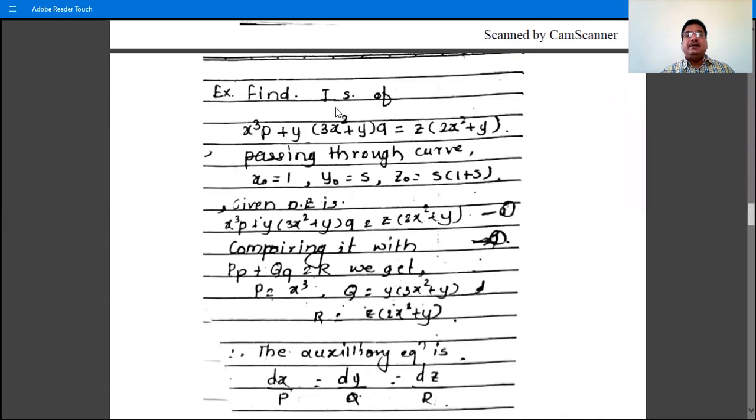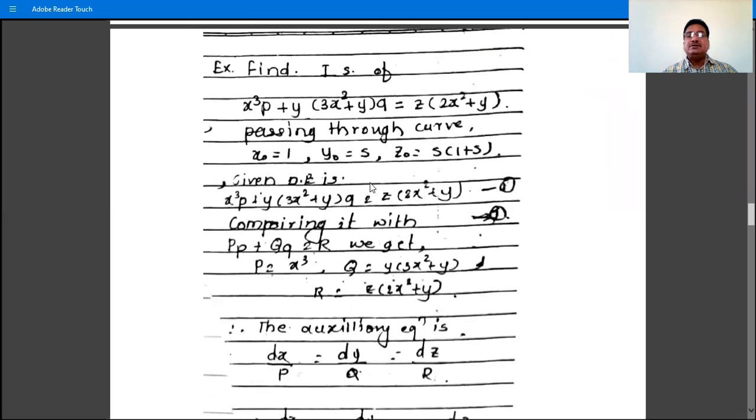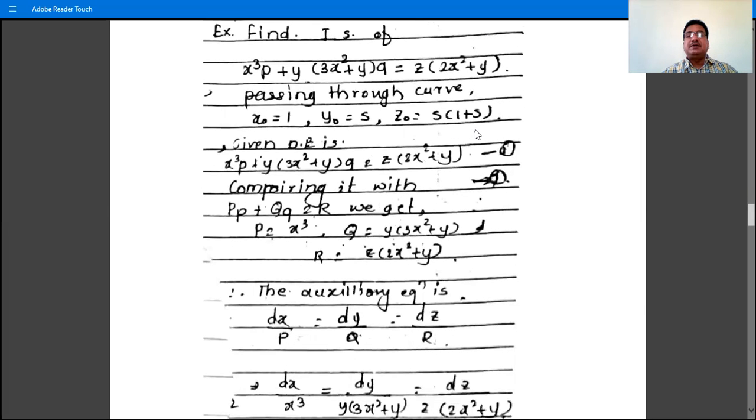Next example, find the integral surface of x cube p plus y in bracket 3x square plus y q is equal to z in bracket 2x square plus y, passing through the curve x naught is equal to 1, y naught is equal to s, z naught is equal to s in bracket 1 plus s. So this is the given differential equation.